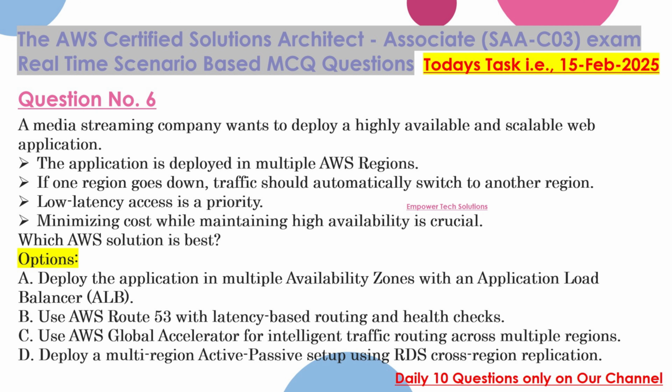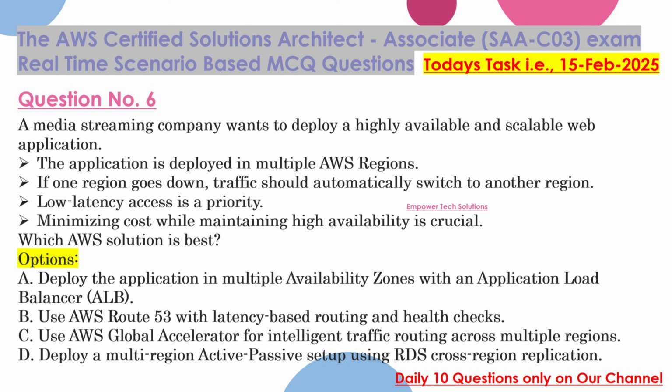Question 6. A media streaming company wants to deploy a highly available and scalable web application. The application is deployed in multiple AWS regions. If one region goes down, traffic should automatically switch to another region. Low latency access is a priority. Minimizing cost while maintaining high availability is crucial. Which AWS solution is best?